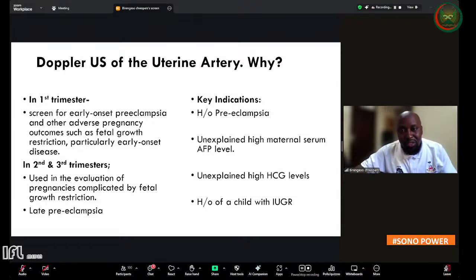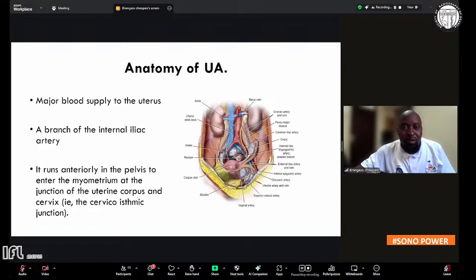The key indications that will make the clinicians think of asking for Doppler involving the uterine artery will include history of preeclampsia, in order to rule out preeclampsia in a patient who has had a history of preeclampsia, who is having unexplained high levels of alpha fetoprotein and HCG, or history of having a child with intrauterine growth retardation.